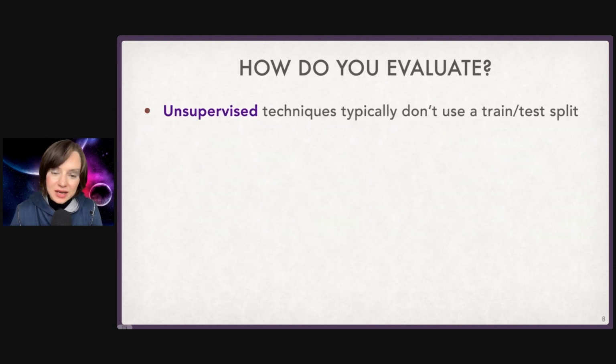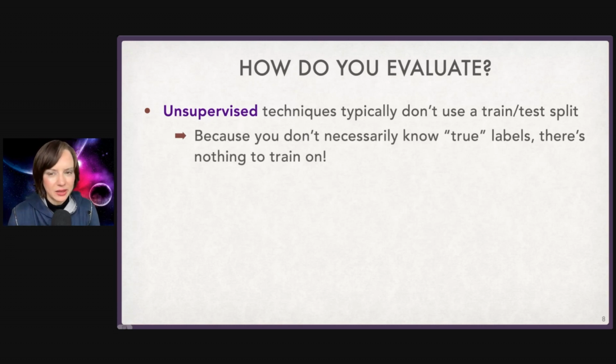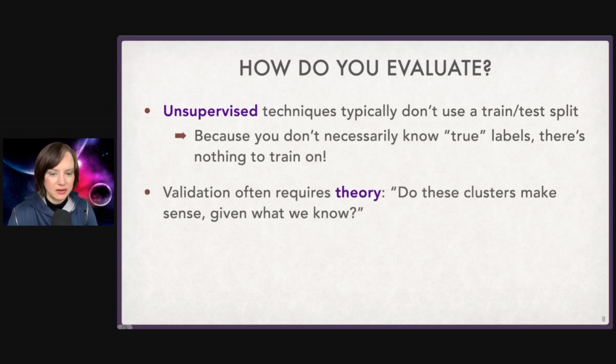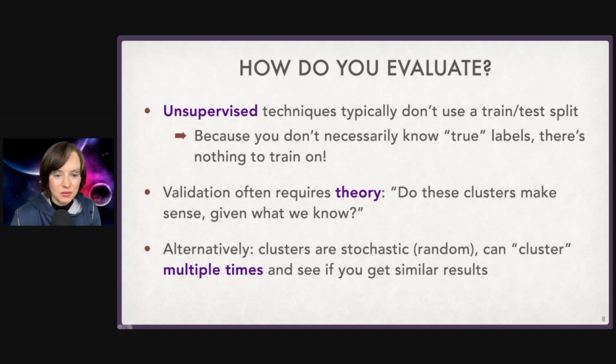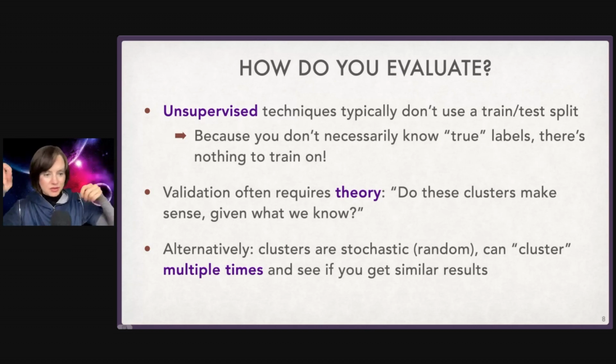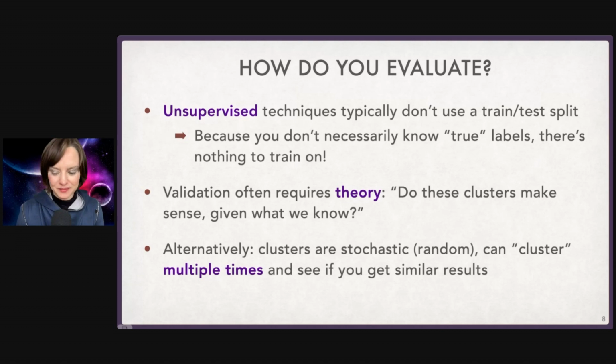How do we evaluate whether we did it right? Was that useful? Well, unsupervised techniques do not use a train or test split, usually because we don't have any output variables to compare our predictions to. We don't know the true label, so how could we predict a label or train on something like that? Validation really relies on theory. Do these clusters make sense given what we know? One way to validate is we could say, okay, given that the clusters are stochastic, maybe they're random because I'm putting the centroids wherever I please. Does my data cluster in the same way each time, regardless of where I start my centroids? And if you get similar results, you say, okay, these clusters probably mean something in the data.